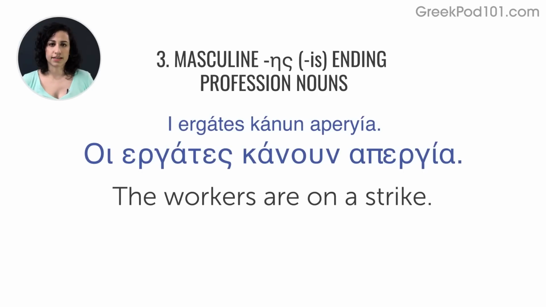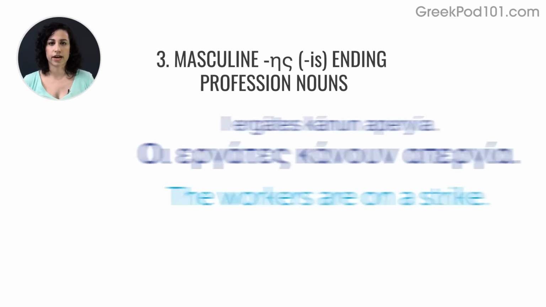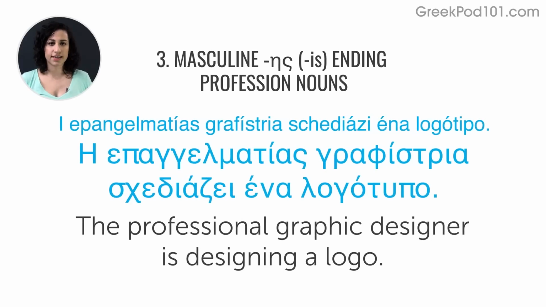Here are some sample sentences. Οι εργάτες κάνουν απεργία. The workers are on a strike. Η επαγγελματίας γραφίστρια σχεδιάζει ένα λογότυπο. The professional graphic designer is designing a logo.